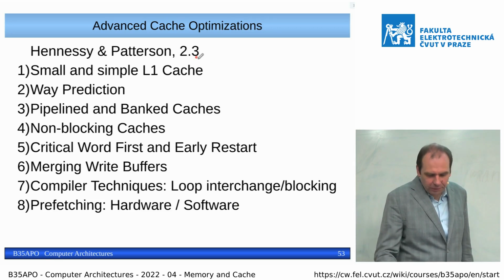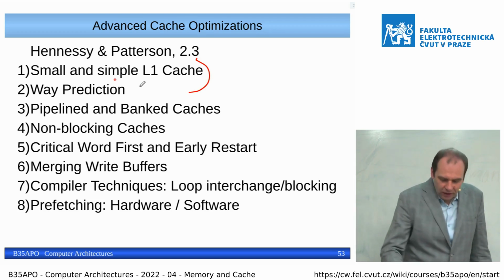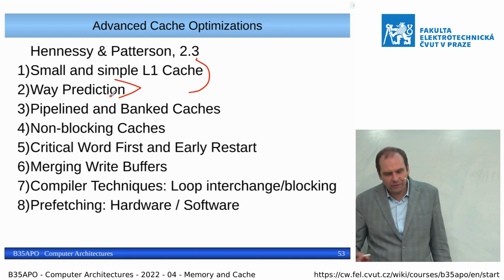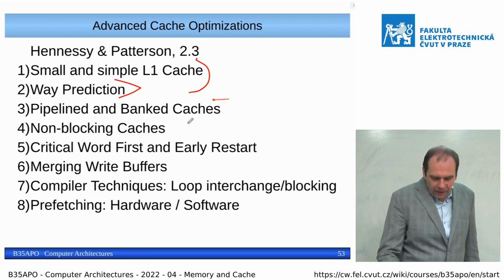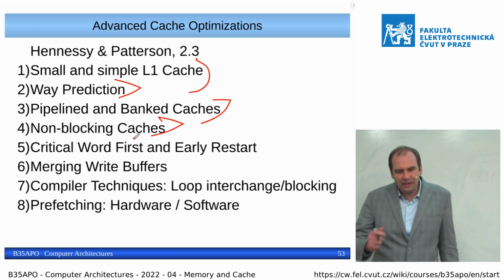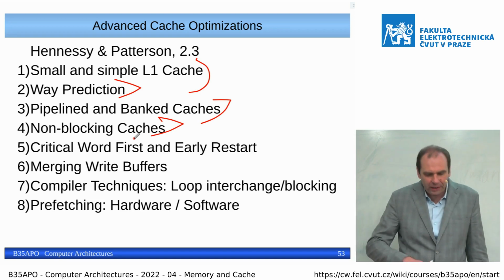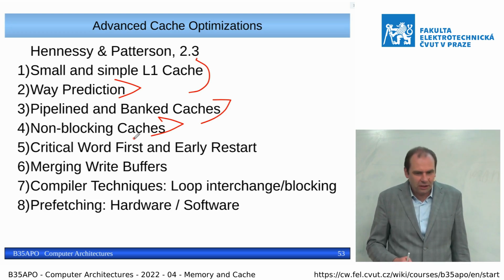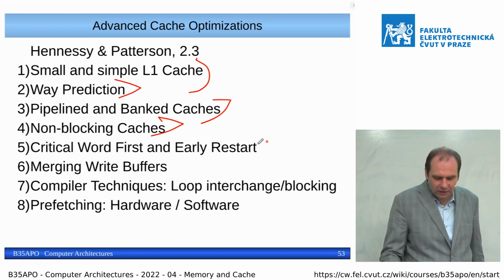So, advanced optimization: small and simple L1 cache. There is some mechanism to predict the way and what will be the next access and so on. Then we can have a pipeline solution, non-blocking caches, so that if there is an access and there is a miss, the CPU starts to process the next access to the memory and doesn't block on that access which is still not resolved. So it is sometimes possible to reorganize the code.